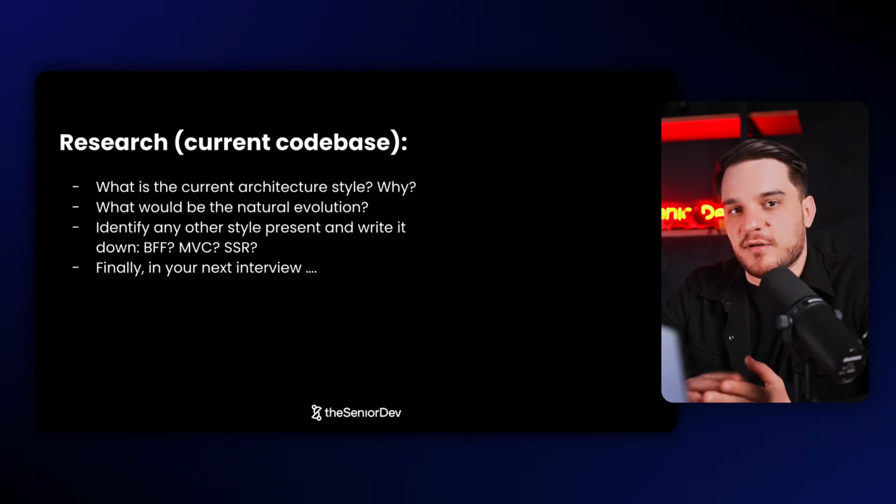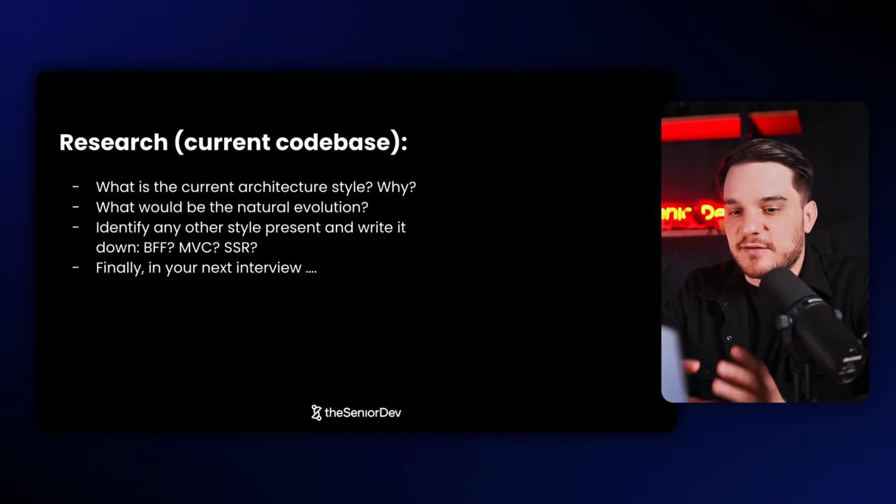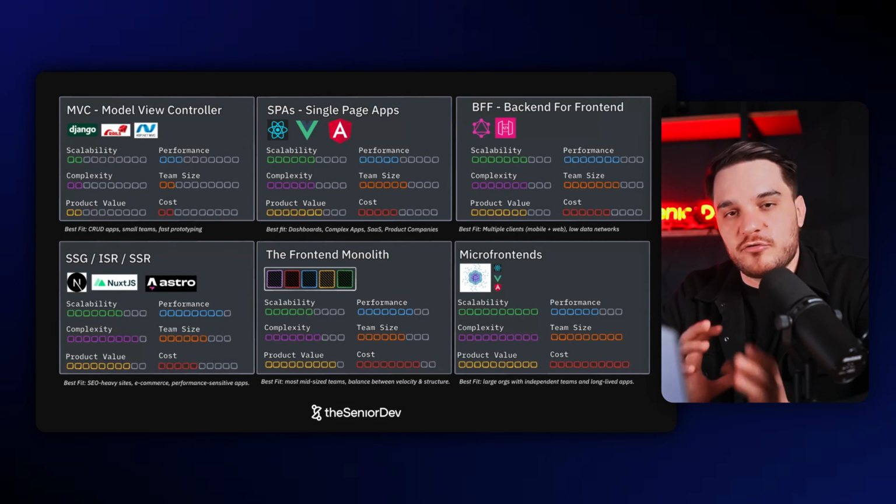So you want to write down on paper, are you doing an SPA? Are you doing a static page? Are you doing MVC? Or do you have a backend for frontend? What are all the patterns that you are using right now? And you can refer back to this picture and see how many or which one of those you're using.